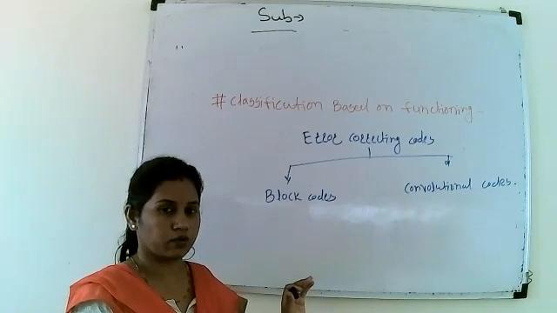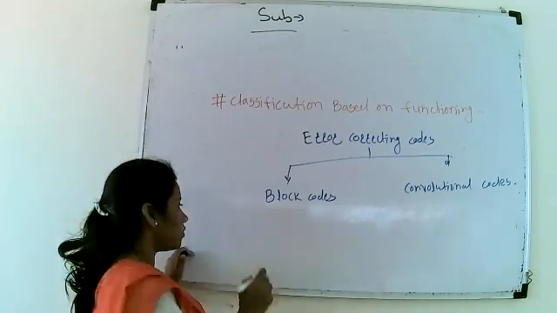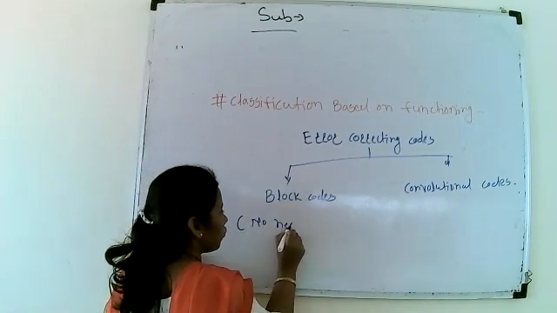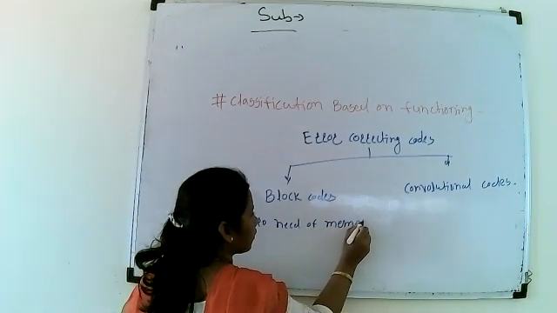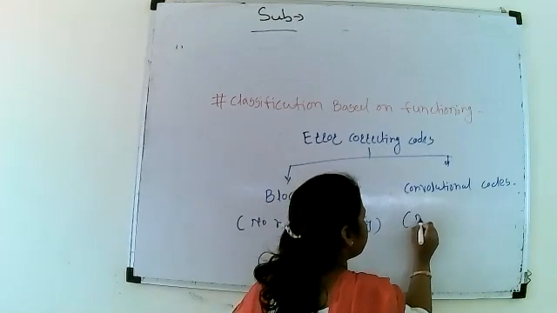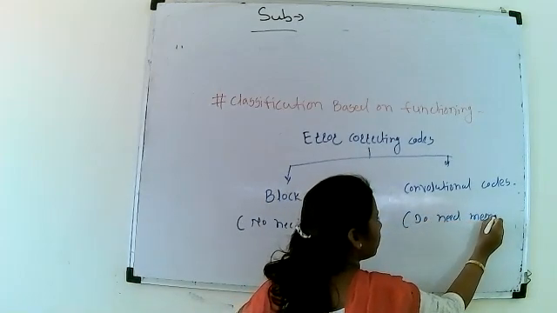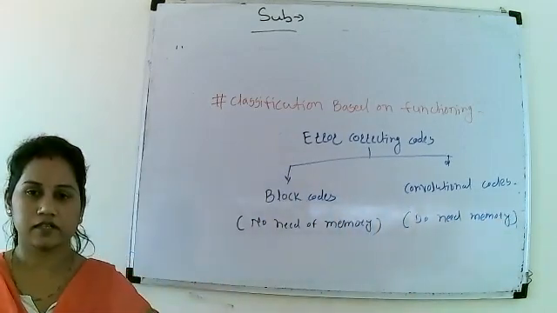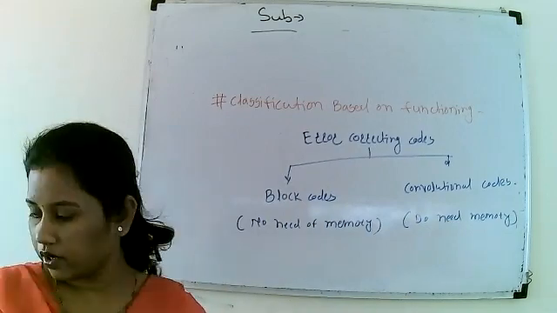See the difference between these two codes, block codes and convolutional codes. In block code, there is no need of memory. And in convolutional code, you do need memory. These are the two types, block codes and convolutional codes.